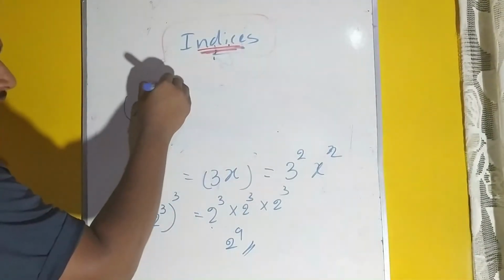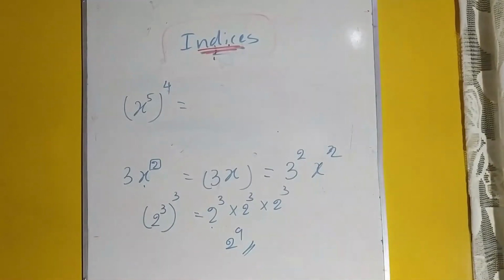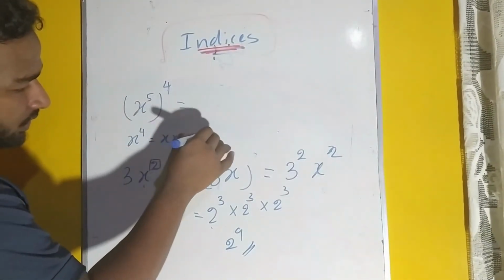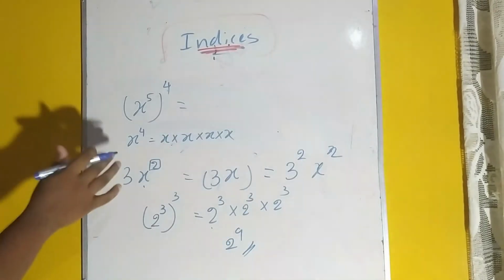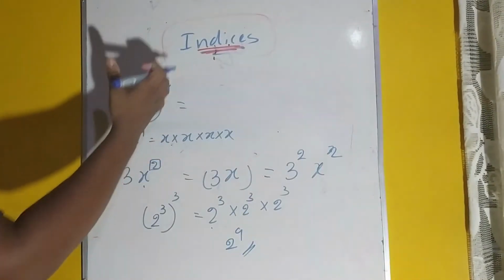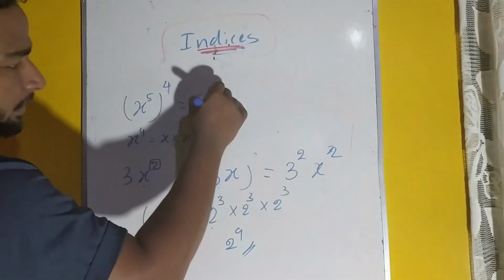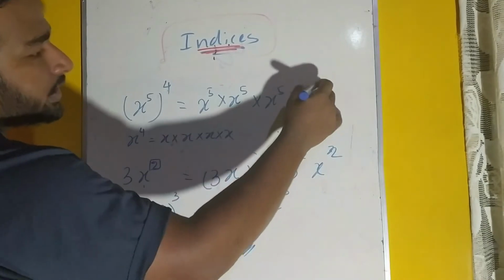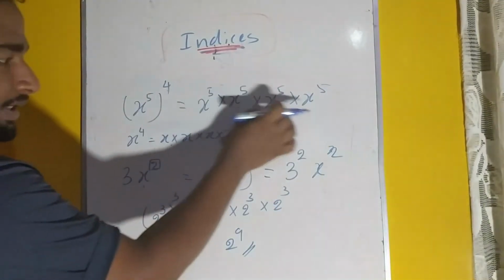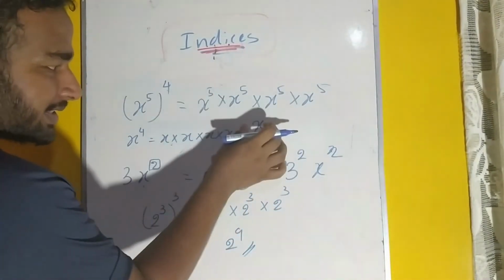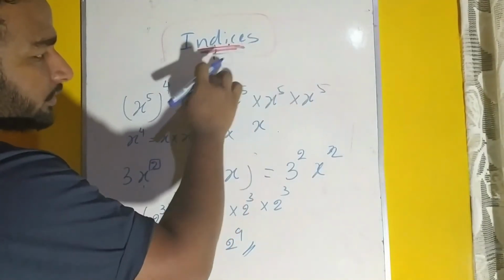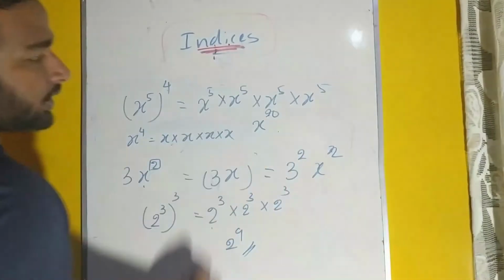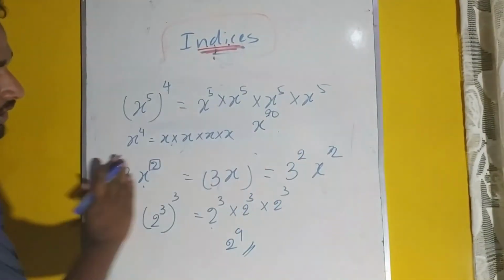Let's take 4. If they give it like this, x to the power 4 means what? x into x into x into x, like that. x to the power 5 whole thing to the power 4, that means what? x to the power 5 into x to the power 5 into x to the power 5 into x to the power 5. In this, the bases are the same, so the common base is x. You can add the powers. 5 plus 5 is 10, 10 plus 5 is 15, 15 plus 5 is 20. So the answer is x to the power 20.